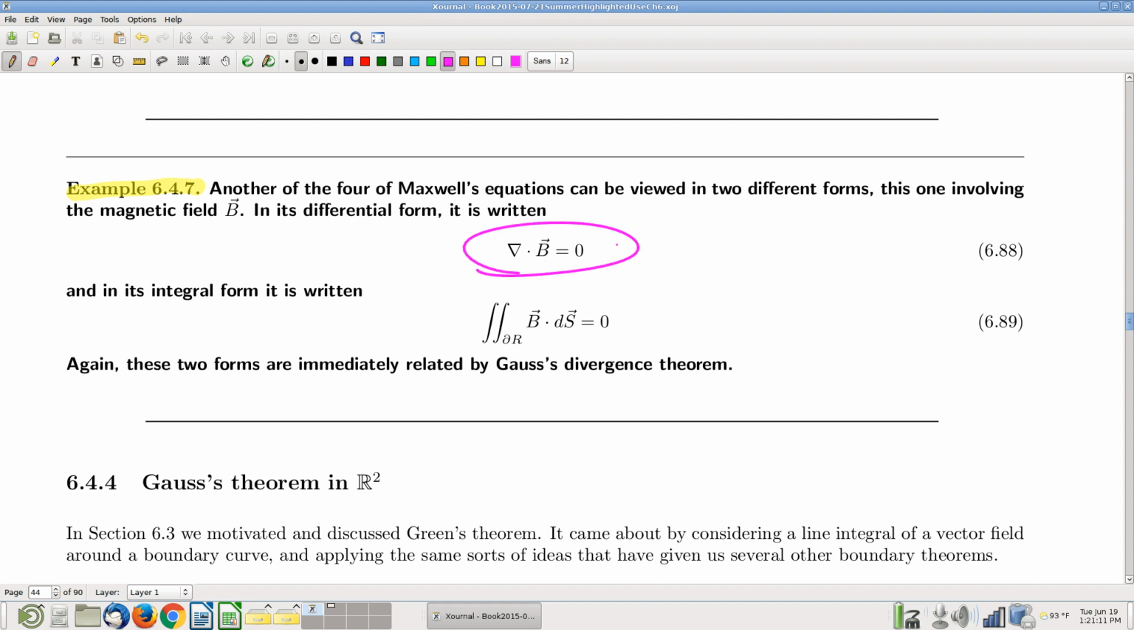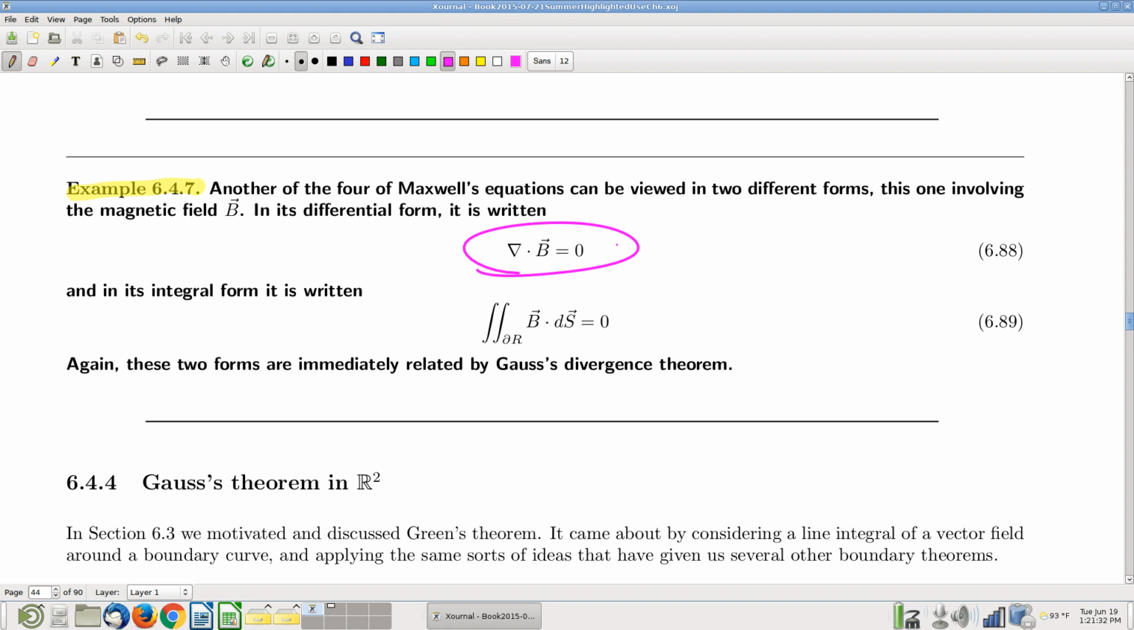Here's a formula for the divergence of a magnetic field, which is mysteriously zero. Magnetic fields are weird. This is not a physics class, so I'm not going to go into all of that funny business, and I'm not going to try to motivate where this comes from or anything. But anyway, this is a fact about magnetic fields.